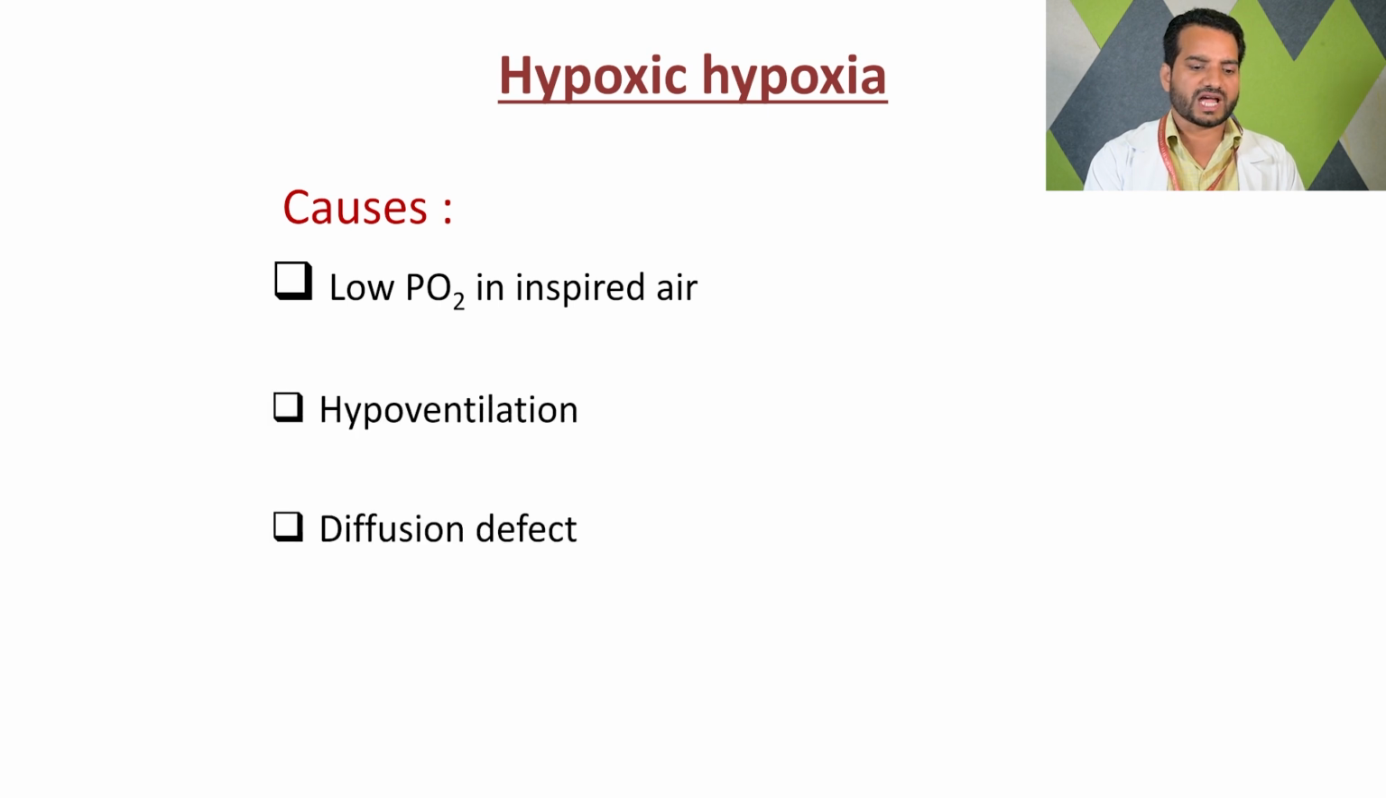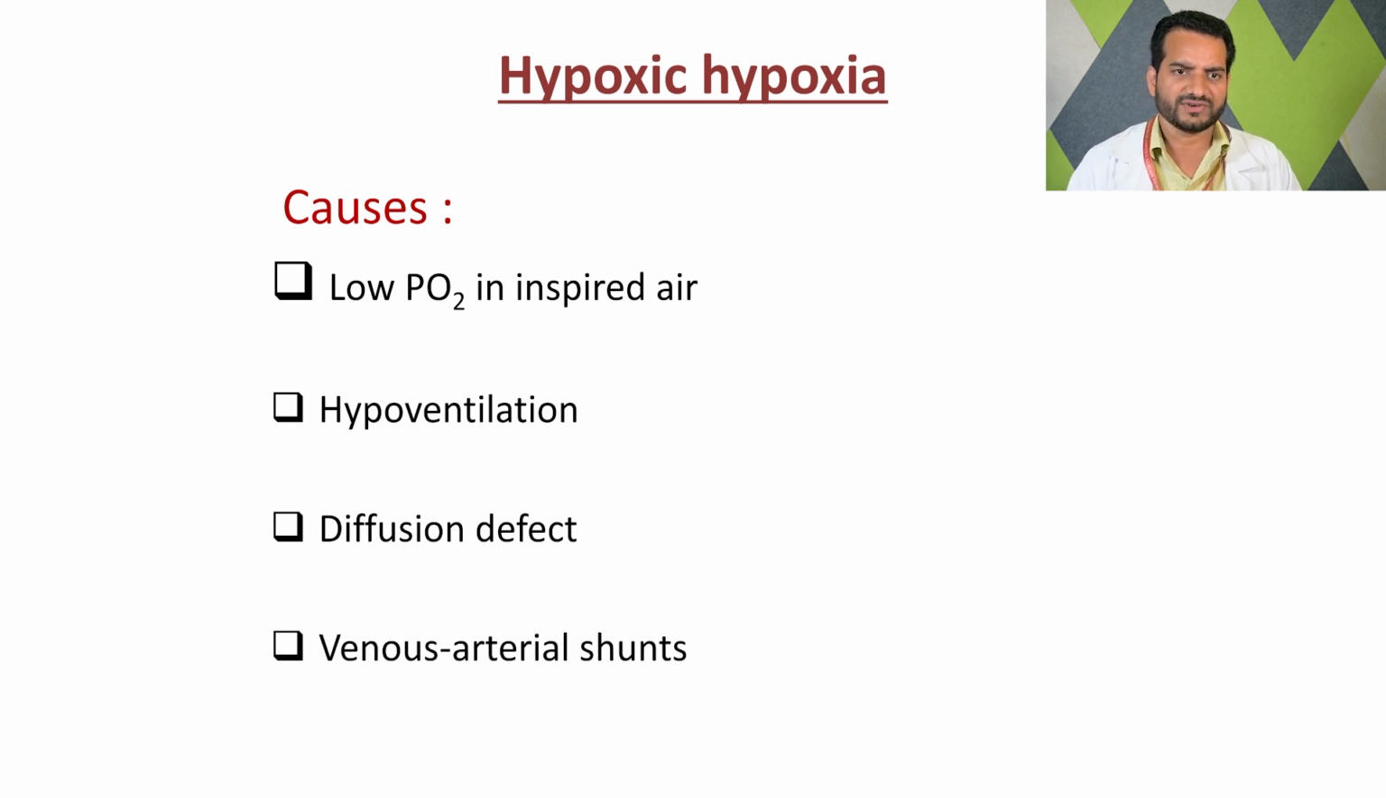So causes of hypoxic hypoxia are low partial pressure of oxygen in inspired air, hypoventilation, and diffusion deficit. Diffusion deficit means there is lack of oxygen diffusion from alveoli to the blood because of the fibrosis of the alveoli. And the last one is the venous arterial shunt. So here, when there is admixture of arterial blood and venous blood, basically the partial pressure of oxygen will decrease, or the concentration of oxygen will decrease here. So it causes hypoxia.